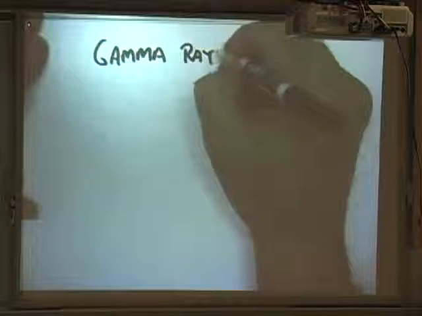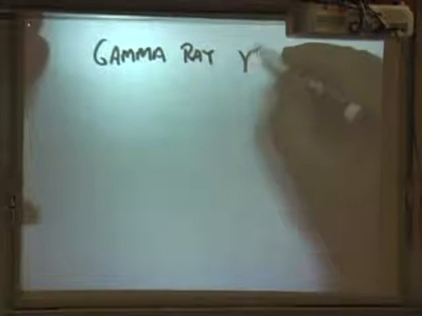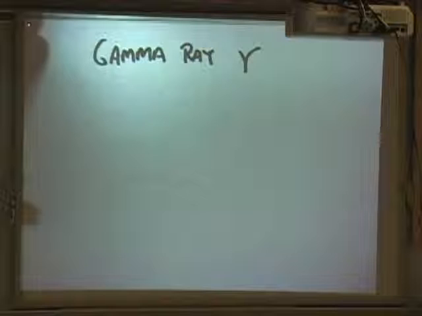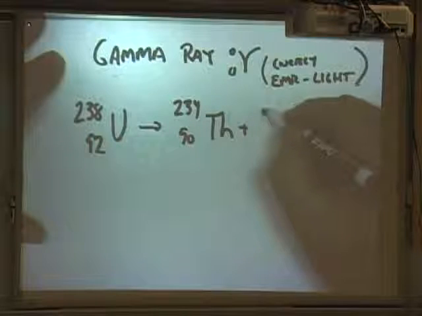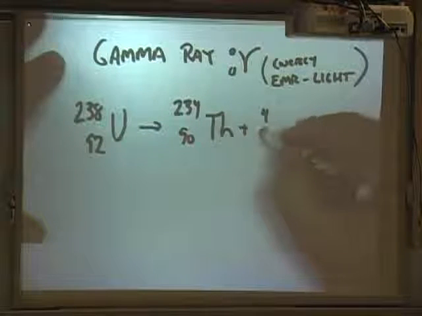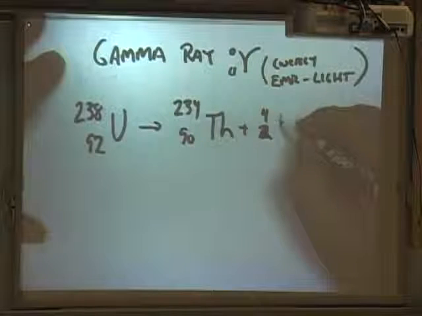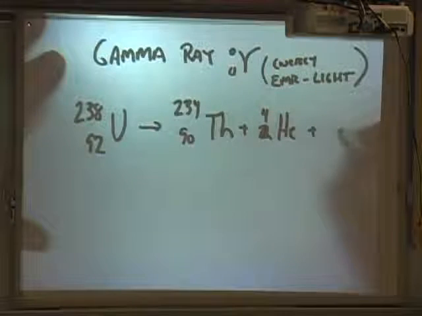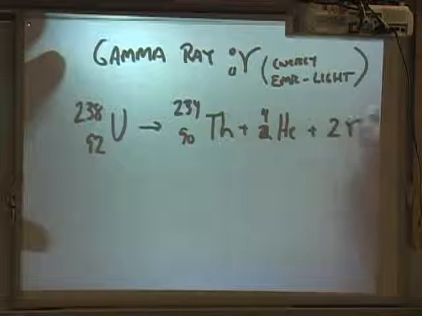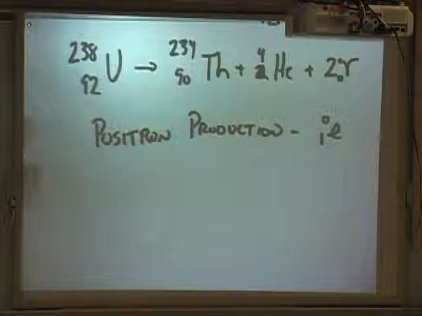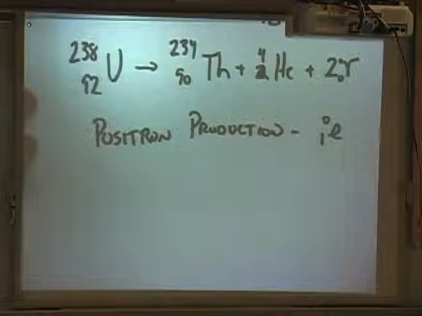Gamma ray is going to be abbreviated with the Greek letter gamma. Pretty cool about that, huh? Plus a beta particle. That's a 2. Plus a beta particle plus 2 gamma rays. And the reason is that we'll get to in a second.